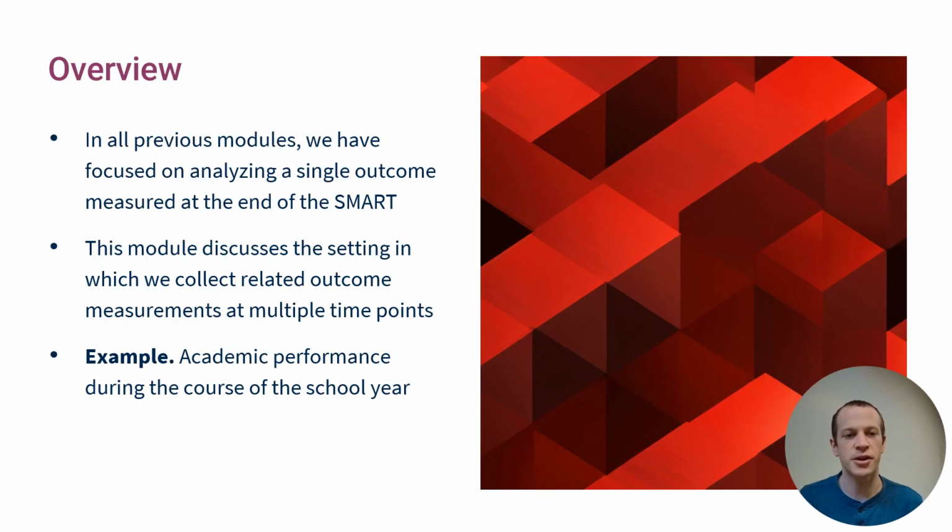So in previous modules, we've already learned about how to analyze a SMART that has a single outcome measured at the end of the study. That's what we already know how to do. What's new in this module is that now we're considering the setting where we collect related outcome measures at multiple time points. So not just the beginning of the study, but perhaps the beginning, middle, and the end. One example might be collecting students' academic performance throughout the course of the school year.